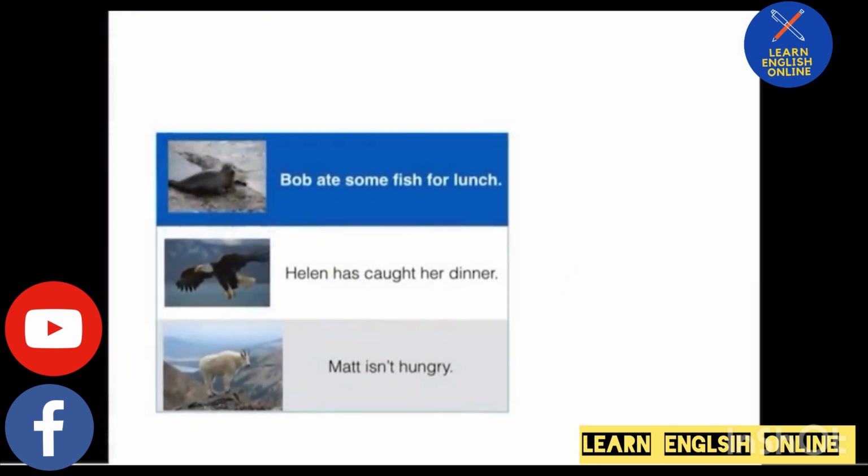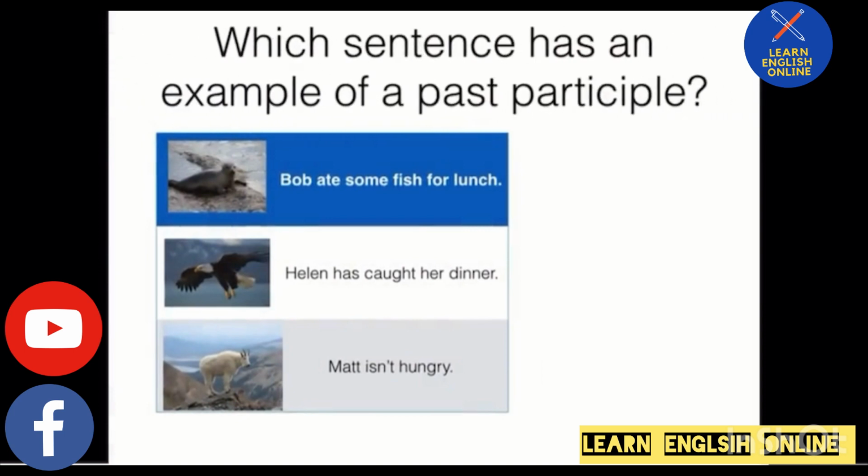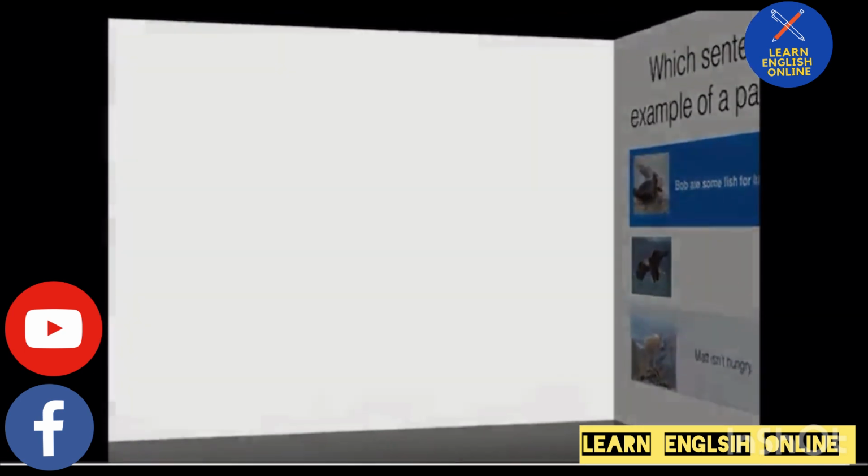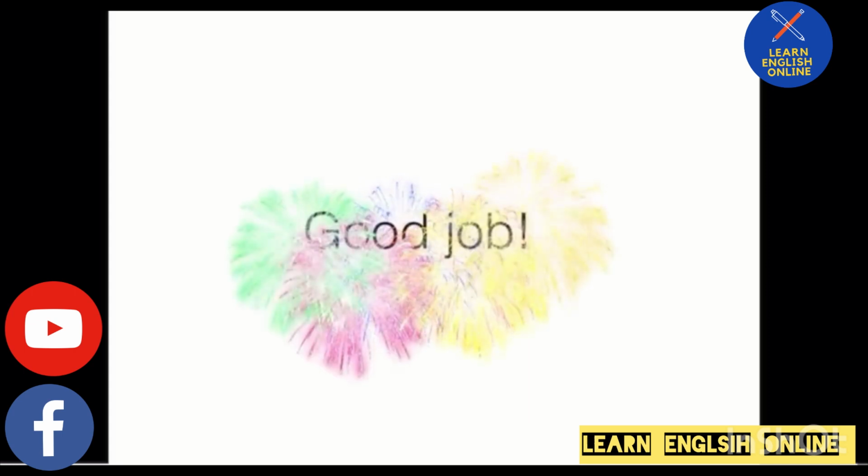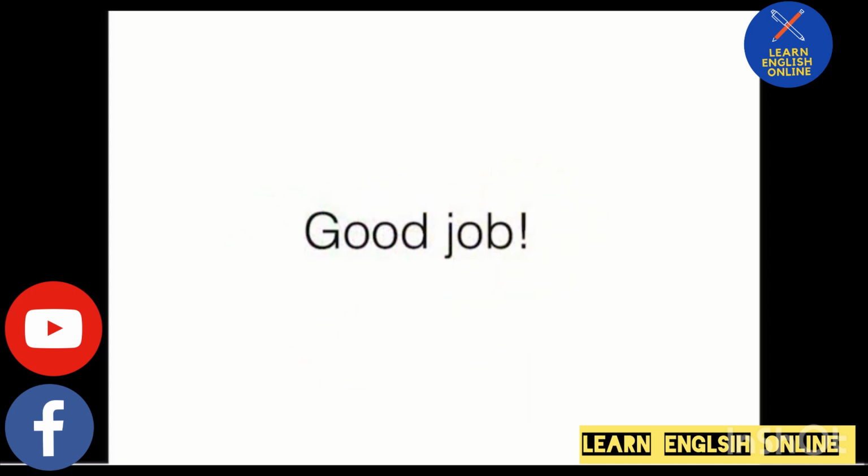Okay, time to review. Which sentence has an example of a past participle? You got it. Helen has caught her dinner. How did you know? Well, you probably saw the helping verb has accompanied by the past participle of the verb catch, which is caught. You did it! Good job! Now you know what a past participle is in English.